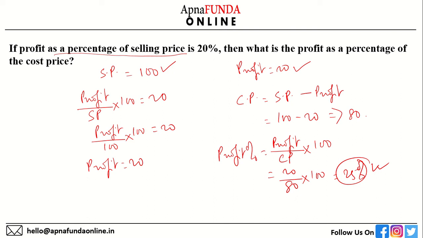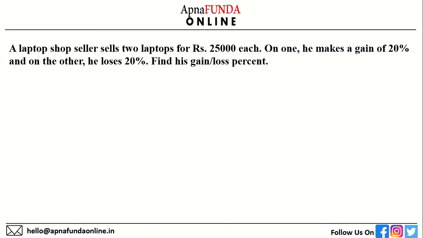Next question. A laptop shop seller sells two laptops for 25,000 each. On one, he makes a gain of 20%, and on the other, he loses 20%. Find his gain or loss percent. What we already know by the question, he has already sold the laptop for 25,000 each. So 25,000 each is my selling price.